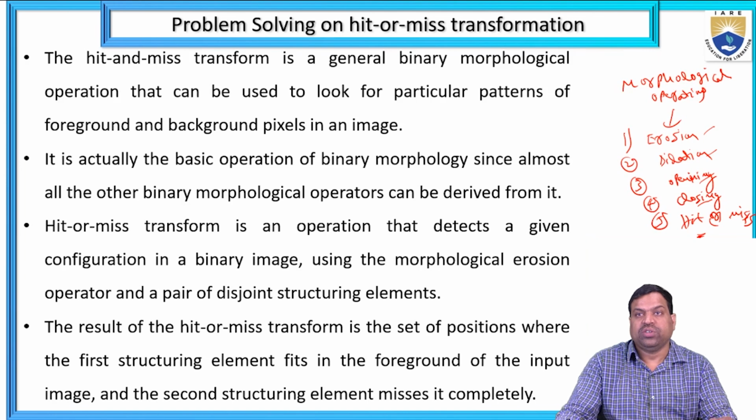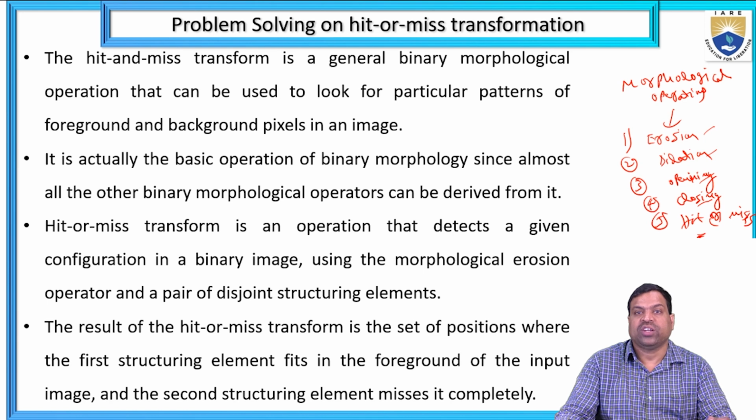The hit or miss transform is a general binary morphological operation that can be used to look for particular patterns of foreground and background pixels in an image. Actually, it is the basic operation of binary morphology, from which almost all the other binary morphological operations can be derived. A hit or miss transform is an operation that detects a given configuration in a binary image using the morphological erosion operator and a pair of disjoint structuring elements. The result of the hit or miss transform is a set of positions where the first structuring element fits the foreground of the object and the second structuring element misses completely.